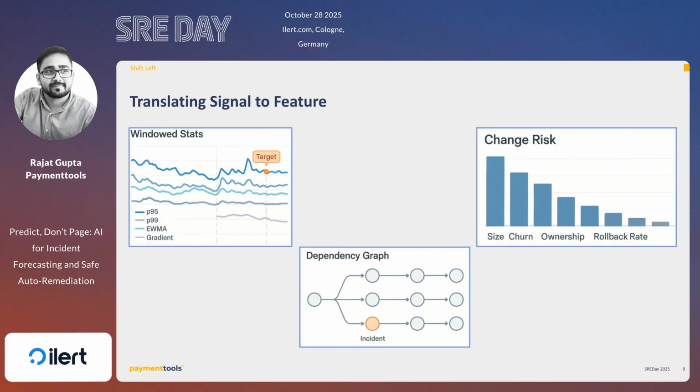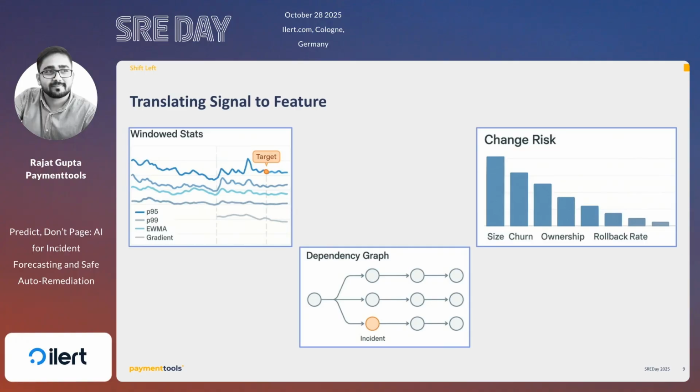And gradients. All of those things we put into the windowed stack, which means: what is our P99 in one week, or in one hour, or in one day, or in one month. Those would be some of our features. Change risk. We talked about Duravet. So change risk is: what is our churn, what is the size of the changes that get deployed, who deploys more changes, and also the dependency graph.